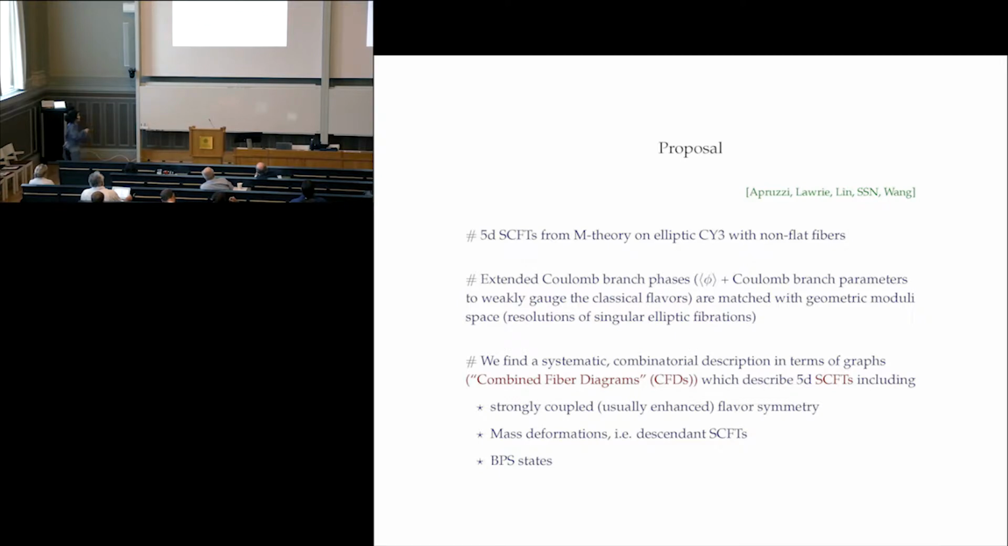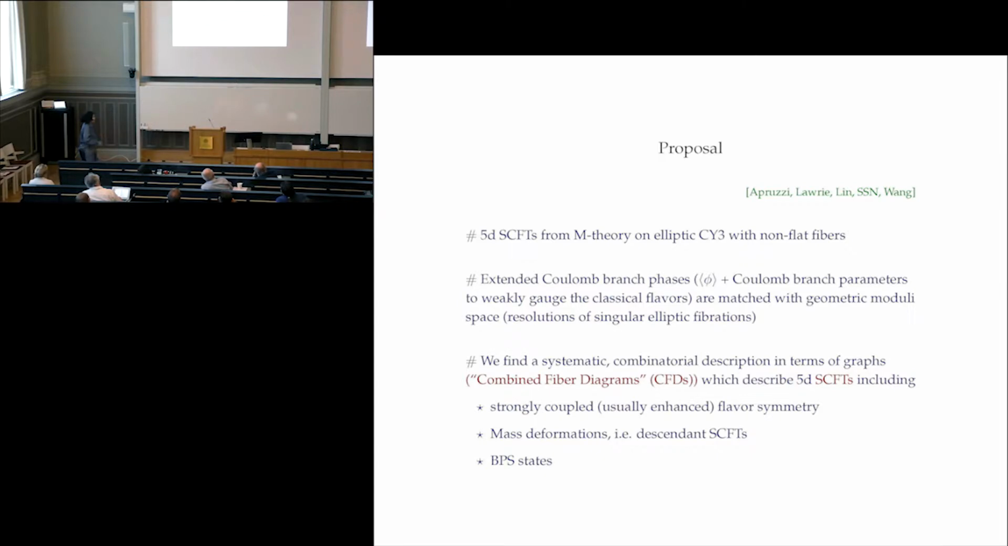We'll describe the extended Coulomb branch. So this is both the scalar vev, but also additional Coulomb branch parameters which correspond to weakly gauging the flavor symmetry, the classical flavor symmetry in 5 dimensions. And the upshot of all this will be an extremely succinct graphical description in something that we coined the combined fiber diagram, or CFD for short, which actually will characterize 5D SCFTs. So one of these diagrams will be one-to-one with an SCFT.